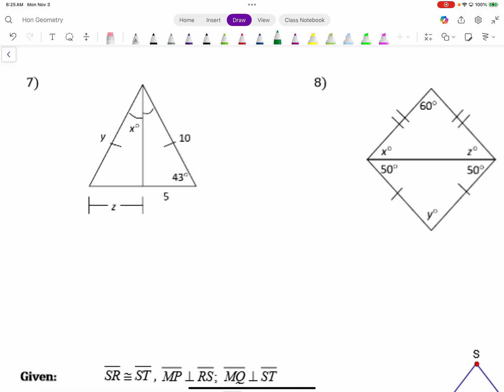Okay, let's see what's happening here. All right, if I look at the big triangle, it's isosceles. And so the 2 angles across from those congruent sides have to be congruent angles. So I know that's a 43-degree angle.